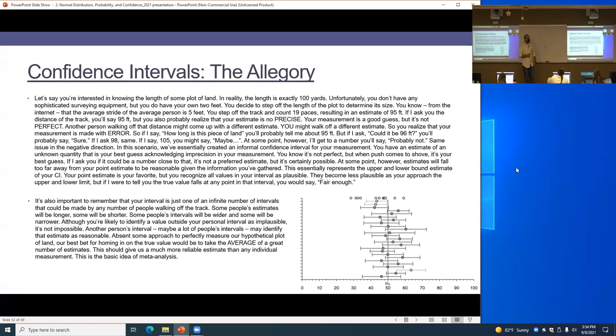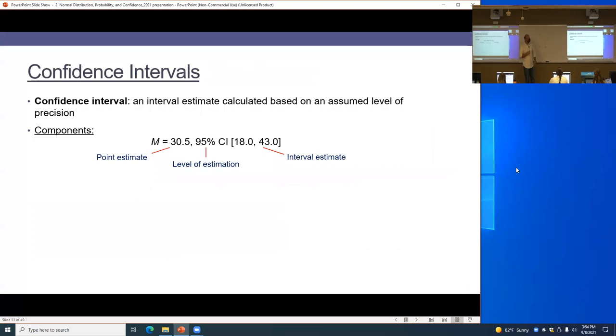So people understand the idea behind interval estimation, what this means, why it becomes important, and how much information it can start to tell us about things, okay? So when we're calculating our confidence intervals, this is an interval calculated at some assumed level of precision. All of our intervals are going to contain a point estimate, our level of estimation, and then our interval estimate, our lower bound and our upper bound.